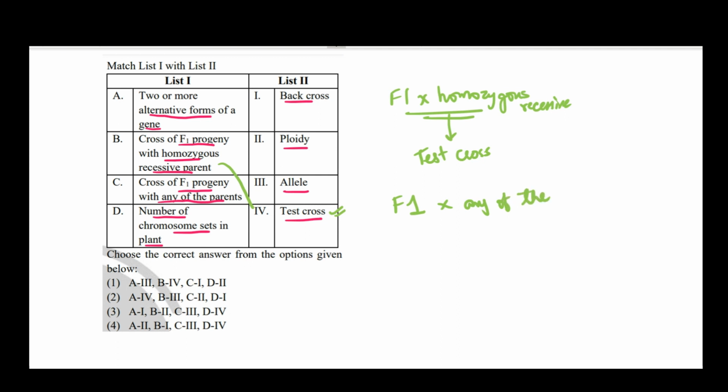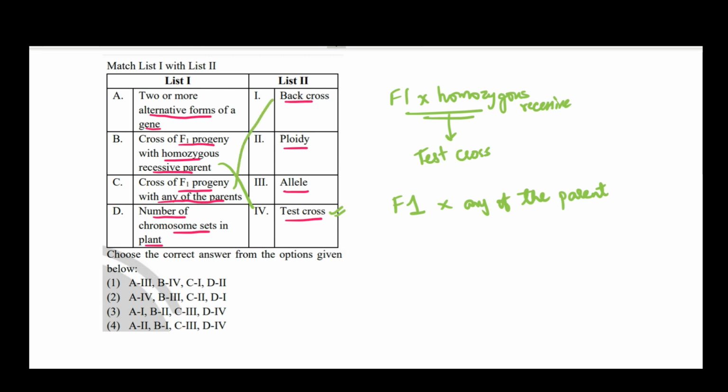Basically, we use the term test cross when F1 progeny is crossed with homozygous recessive parent. This is done to know whether the dominant parent is homozygous dominant or heterozygous. For that, we perform test cross. Whereas if the F1 progeny is crossed with any of the parents, it can be homozygous recessive, homozygous dominant, or heterozygous parent, then it is said to be a back cross.